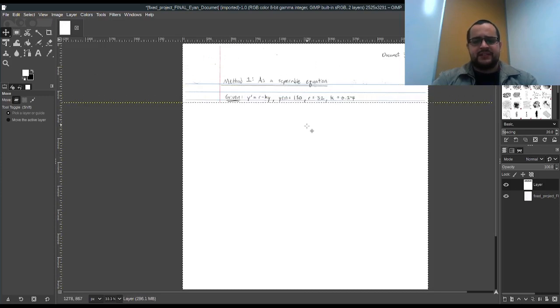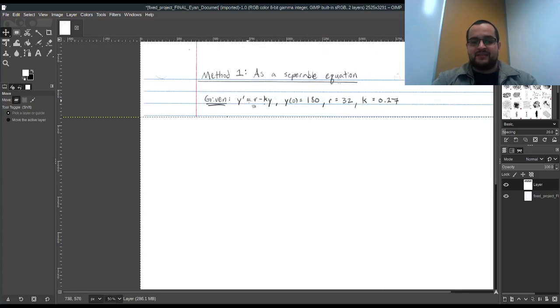So first things first, let's take a look at our givens. To start, we're given the equation y prime is equal to r minus ky, where y naught is equal to 180 milligrams per deciliter, r is equal to 32 milligrams per deciliter hour, and k is equal to 0.27 per hour. If you're curious where these numbers are coming from, you can read the accompanying paper to this video where we explain the derivation of all three of these numbers.